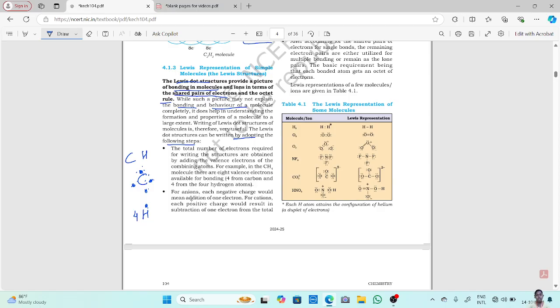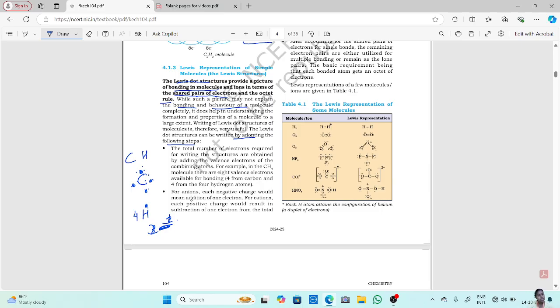For anions, each negative charge would mean addition of 1 electron. So for anions, each negative sign will represent the addition of 1 electron. Now, minus means there is addition of 1 electron. 2 minus, addition of 2 electrons. 3 minus, addition of 3 electrons. So the number of negative charges tells you the number of electrons that are added.